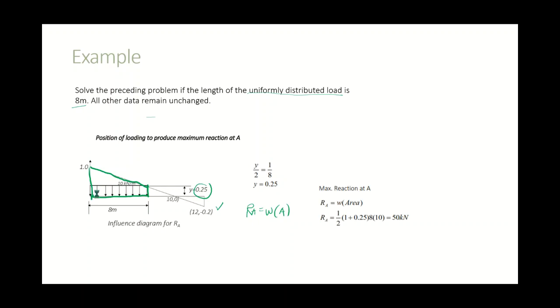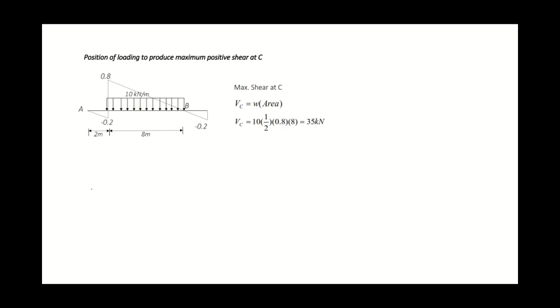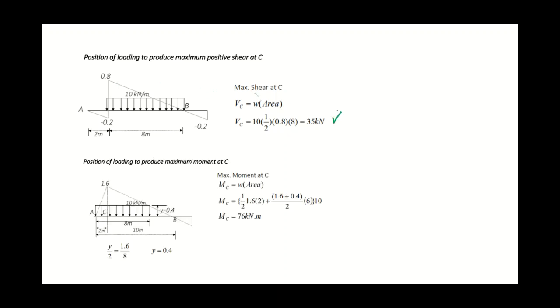Next naman, what is the maximum positive shear? So, eto ulit, 8 meters yung length nung uniform load, tapos area, W area, compute nyo. For the moment, same lang, lagay nyo lang yung uniform load, tapos area. So, that's it. W times area lang for a uniformly distributed load na moving load.